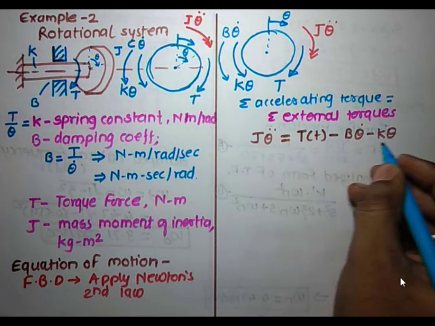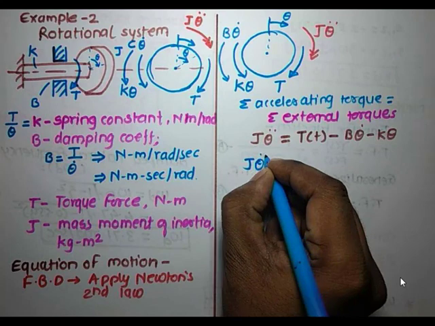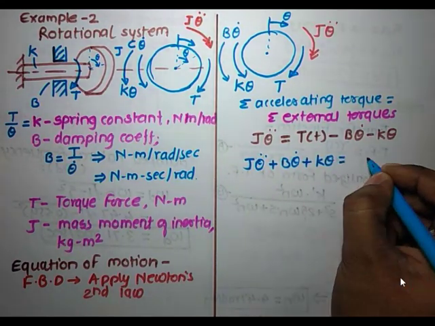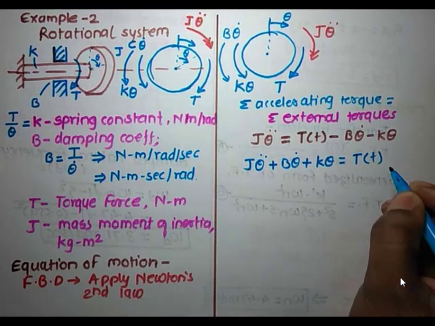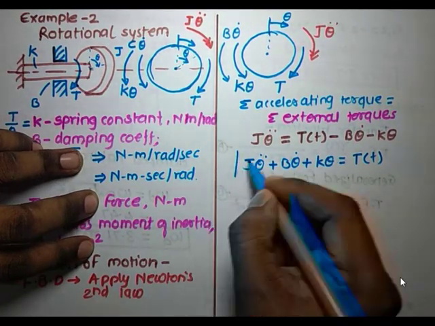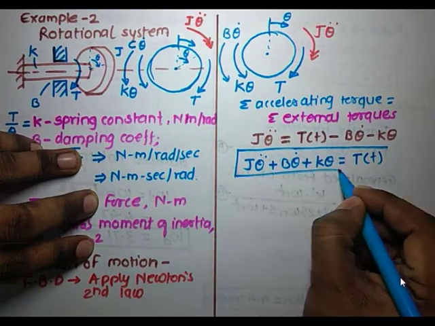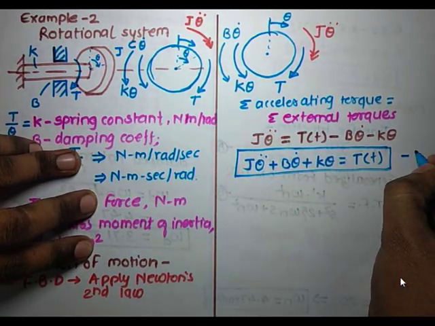Now if we rewrite this equation, we get J theta double dot plus B theta dot plus K theta is equal to torque, which is a function of time. This equation is called the equation of motion or the governing equation of the system. So this is answer 1.